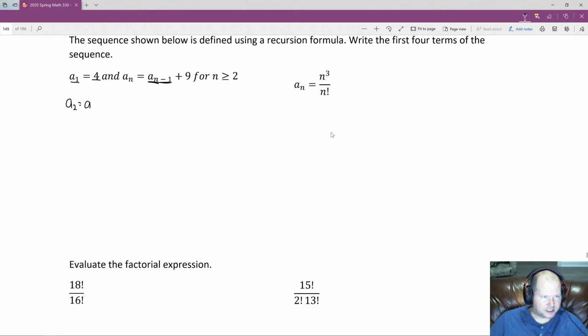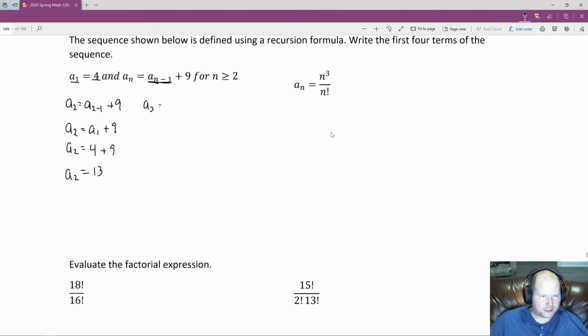So I'll add this extra step. You really don't probably need to write this, but I'll add it. So it's 2 minus 1 plus 9. Now what that means is A2 is equal to 2 minus 1, 1, right? So 2 minus 1 plus 9. And what is A1? Well, A1 is 4. So it's 4 plus 9. And 4 plus 9 is 13. Okay, we do the next one in the sequence.